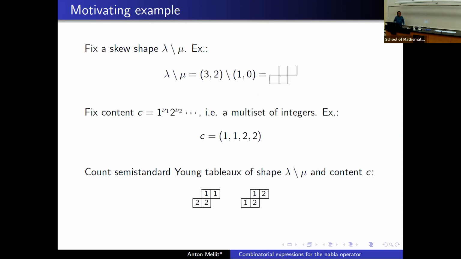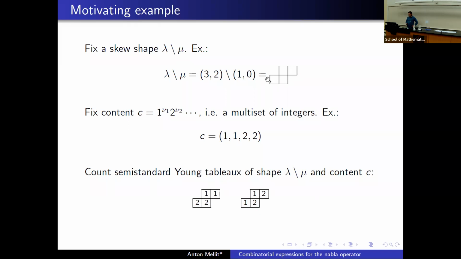Before I start explaining, I want to explain some general idea, and it's better to explain it on this example. So we fix a skew shape. Skew shape means you have two Young diagrams and you remove one from the other. For instance, this is a perfectly valid skew shape.